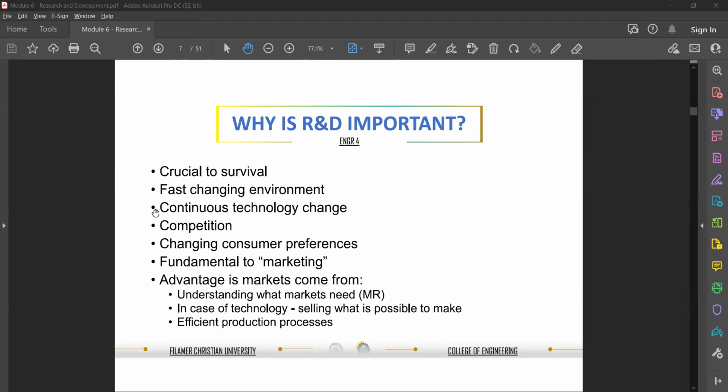Diba? So, because of fast changing environment, so nasa 5th industrial revolution na tayo. So, we are dealing with robots na, machine learning, AI, and continuous technology change.